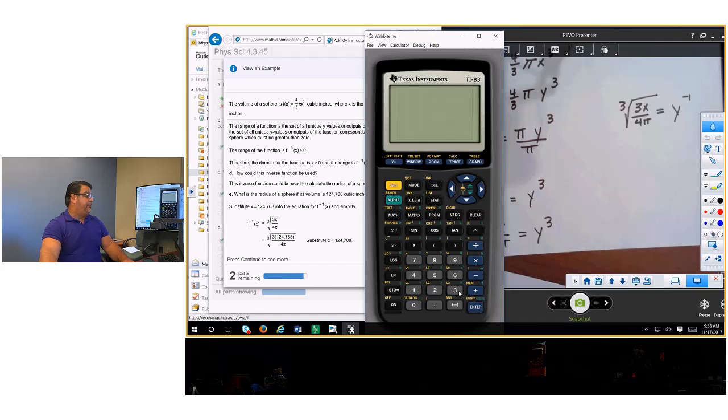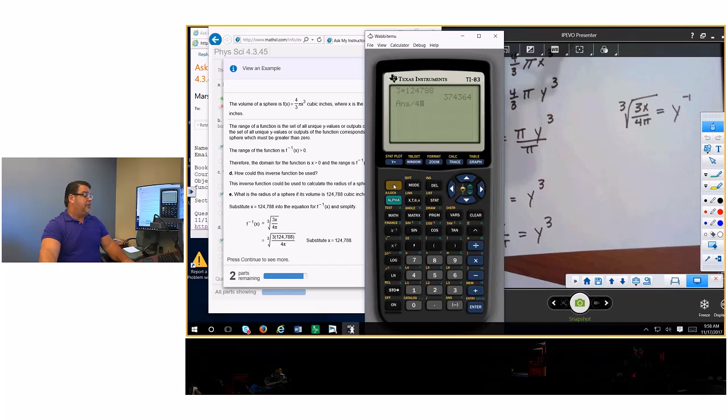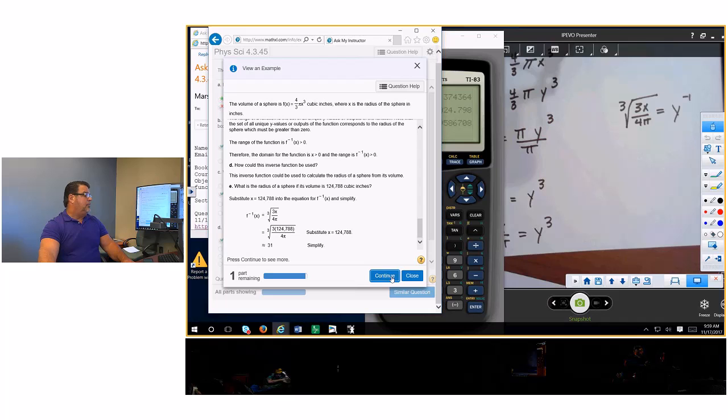Because we're using the same formula. 3 times 124,788 equals, divided by 4 second function pi. Wait a minute. Put parentheses in there. No, I'm not going to put parentheses because I want to see if I get the wrong answer. I believe that's why. Divided by 4 pi, and then raise that to the 1/3 power. I believe that's the problem. Yep. No, what'd they get? You gotta click again. Yep, that's it.